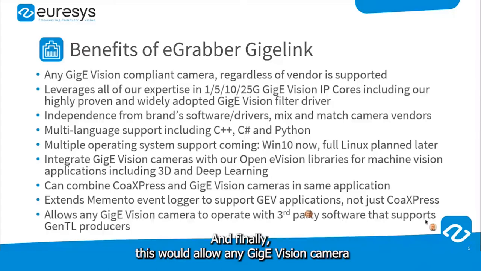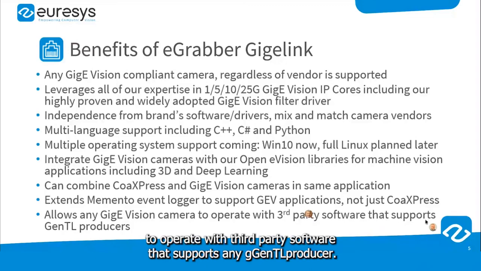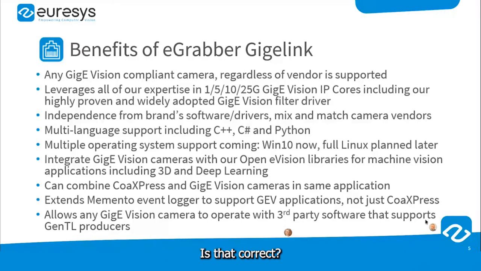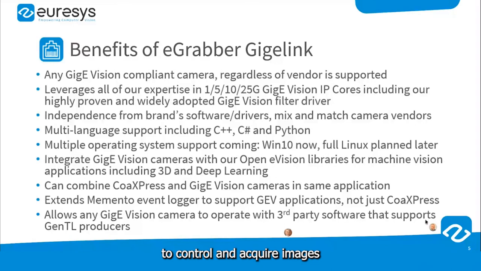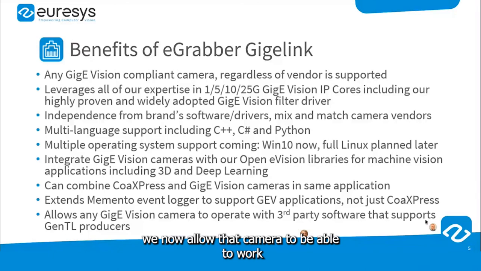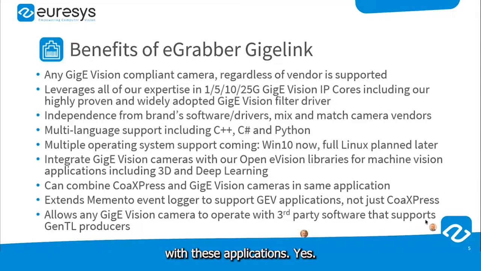And finally, this would allow any GigE Vision camera to operate with third-party software that supports any GenTL producer. Is that correct? Yes, basically any GenTL consumer can connect to the Euresys CoaXPress or GigE Vision producer to control and acquire images from the respective camera. So that means even if a GigE Vision camera vendor does not directly support these applications, we now allow that camera to work with these applications.